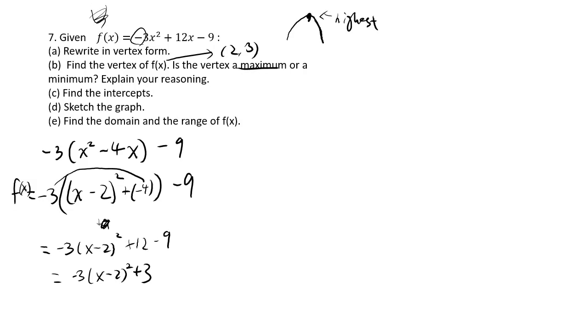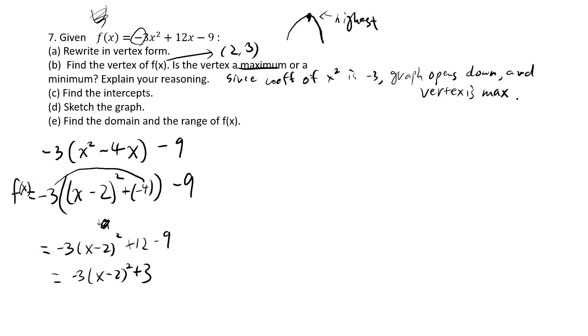Okay, so explain your reasoning. You have to say, since the coefficient of x squared is negative 3, the graph opens down, and the vertex is a maximum. Okay. All right. Find the intercepts.